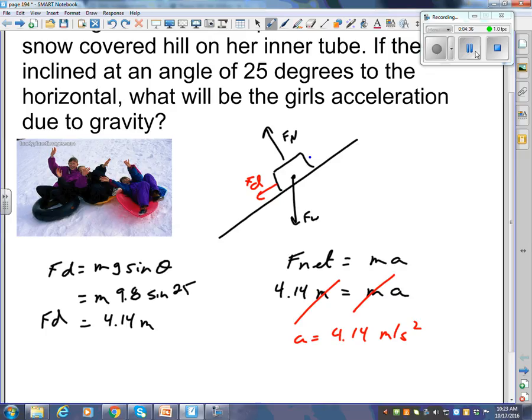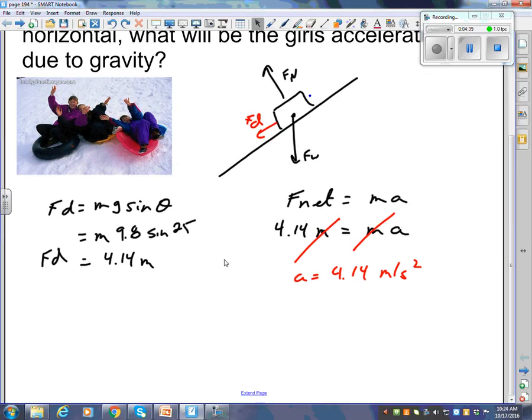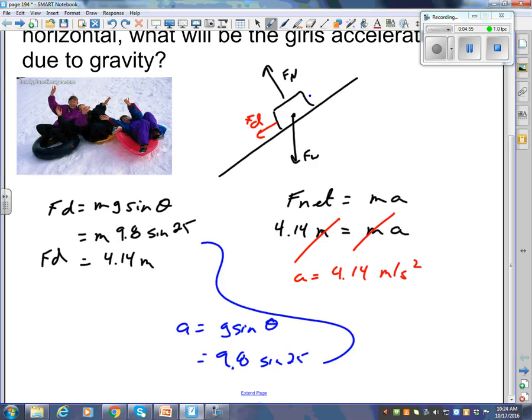Now some of you may have realized that I've already told you on a frictionless surface, acceleration is equal to g sine theta, right? Which would be 9.8 sine 25, which is exactly the same as this thing right here. I wanted to see if anyone would say anything as I was going through. So I'm just reminding you that on a frictionless surface, a is equal to g sine theta. Okay?